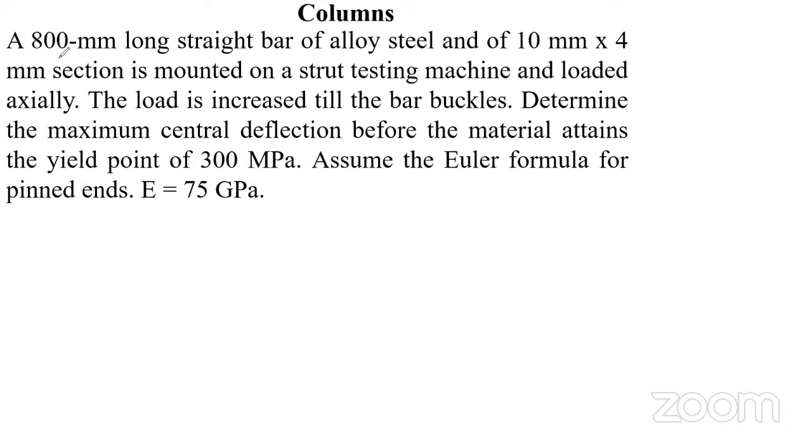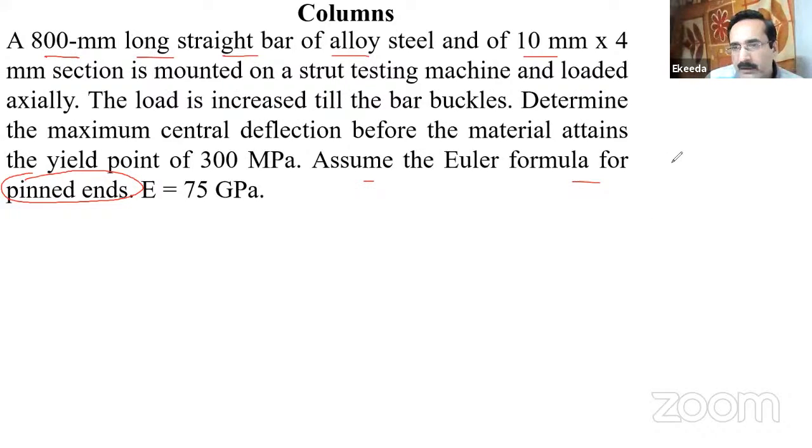So in this question we have an 800 millimeter long straight bar of alloy steel and 10 millimeter by 4 millimeter section. And this is a pin joint, right? Assume Euler's formula for the pin end. Pin end is given to us, right? So the case is like this, that this is a pin joint.